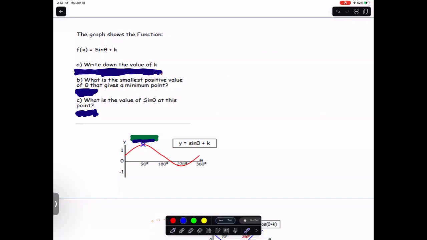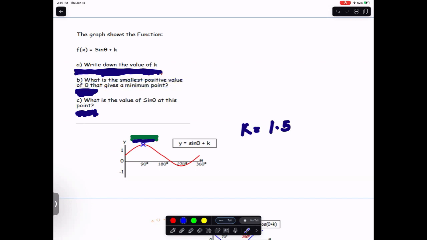We are solving examples using our trigonometric graph. We have this graph of y equals sine theta plus k. The question says write down the value of k. So we are looking for the value of k here, sine theta plus k. This place here is our k. So the value of k for this graph is 1.5.